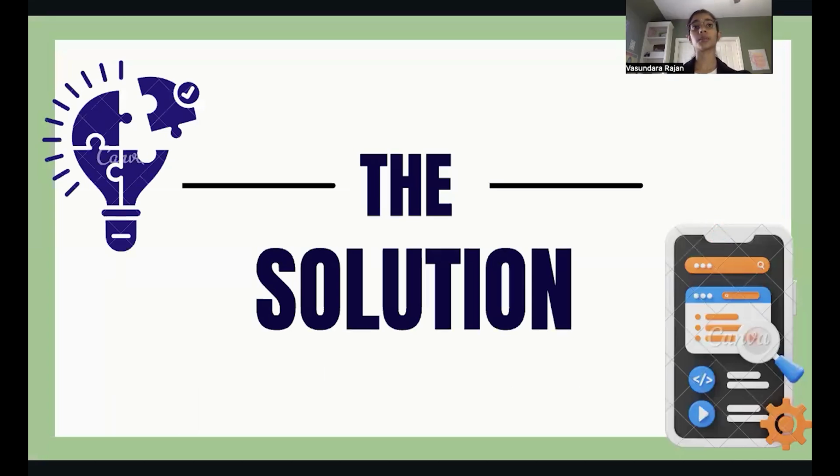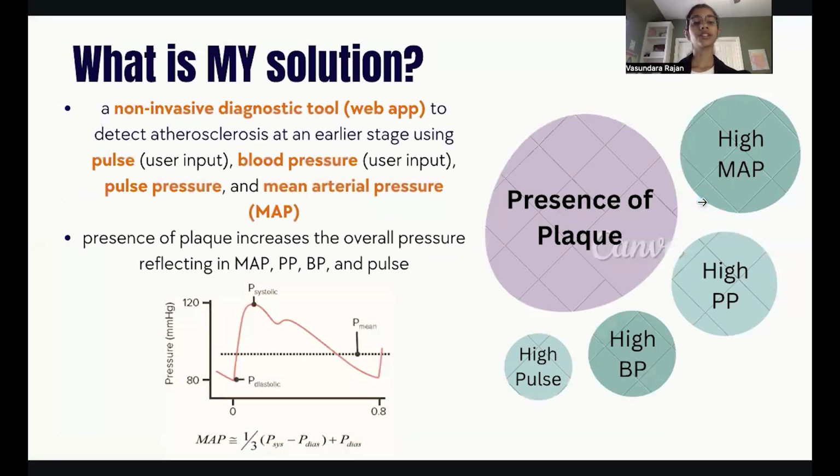So now that we've understood the problem, let's look at the solution. My solution is a non-invasive diagnostic tool, a web app, that detects atherosclerosis at an earlier stage using pulse and blood pressure, which are user inputs, as well as pulse pressure and mean arterial pressure. The presence of plaque increases the overall pressure in the heart and the blood, which is reflected in MAP, pulse pressure, blood pressure, and pulse, as they all increase.